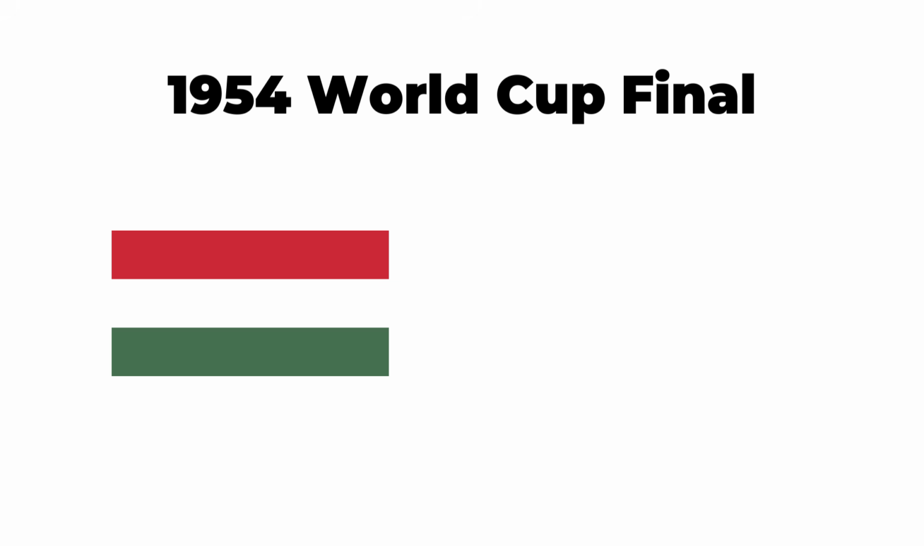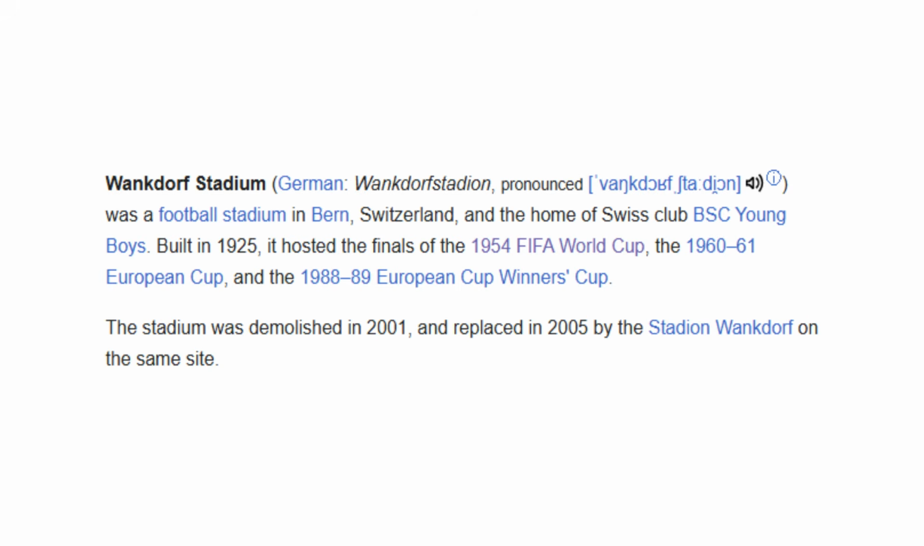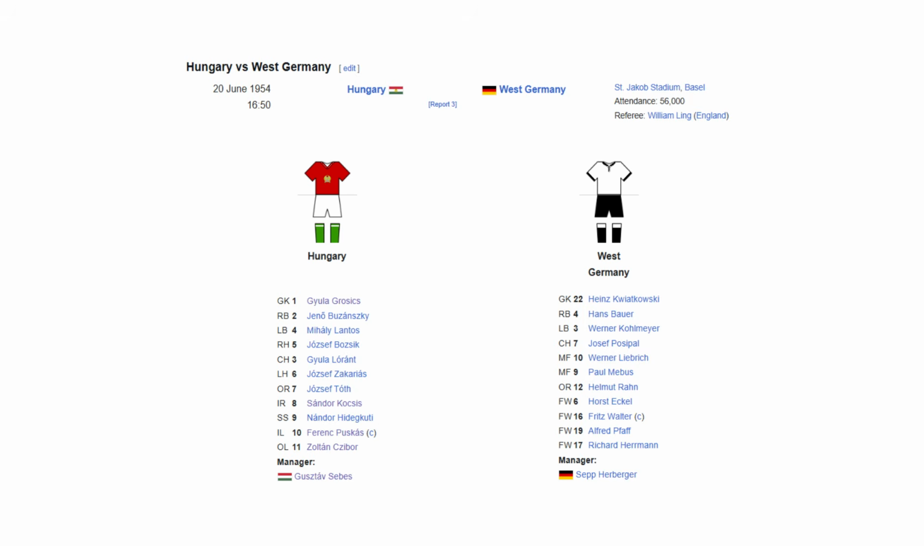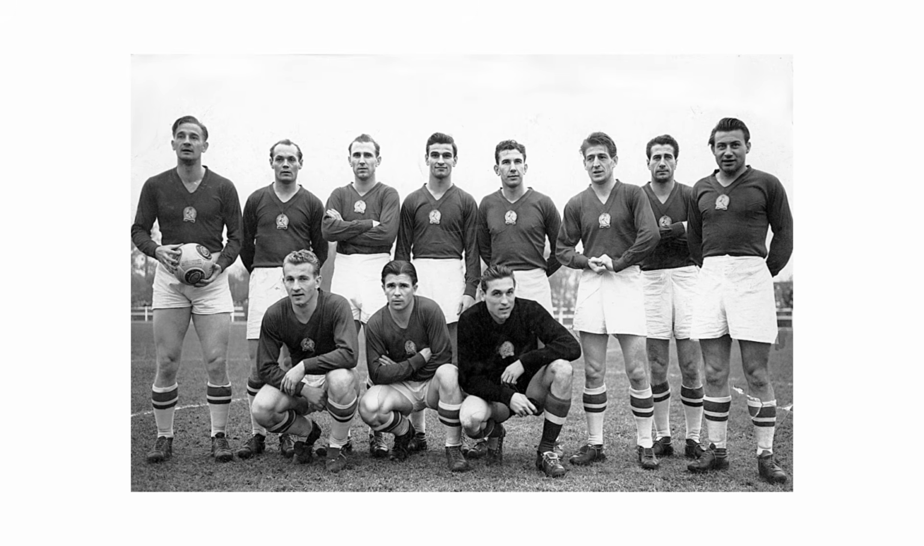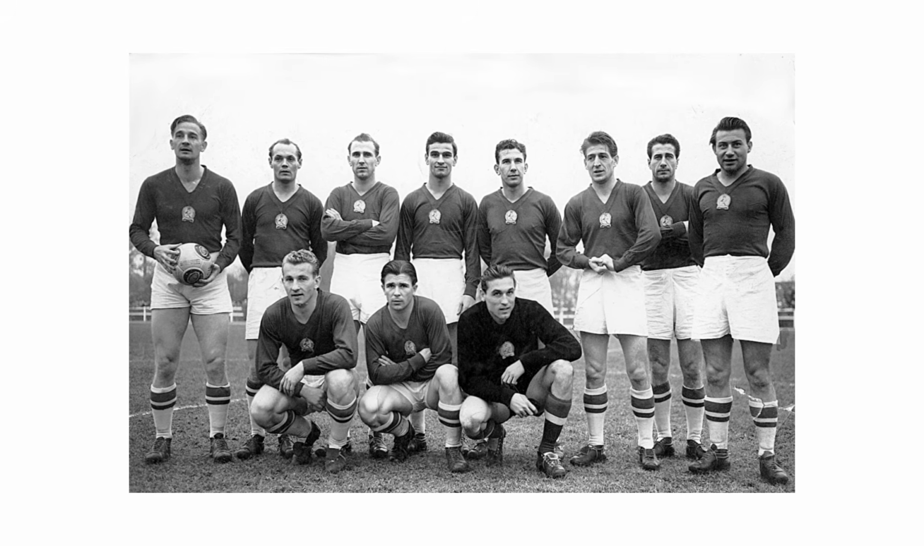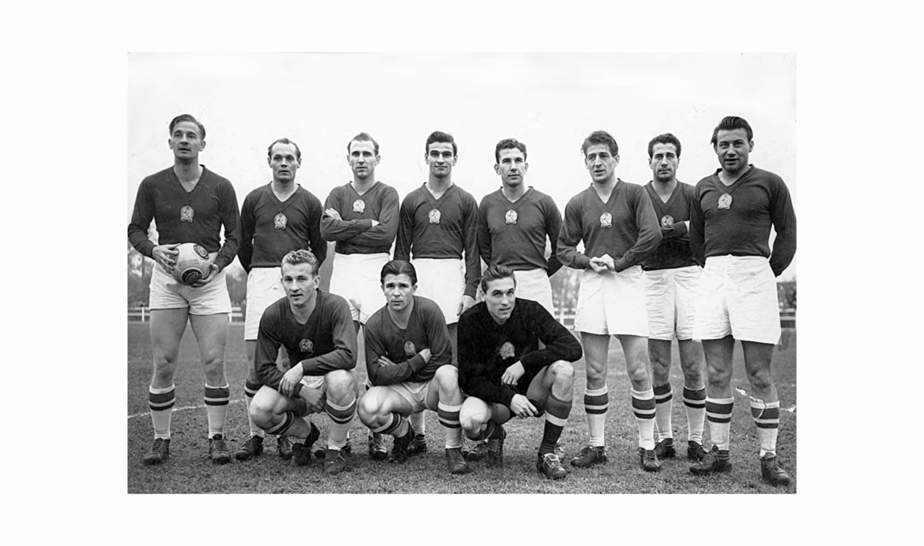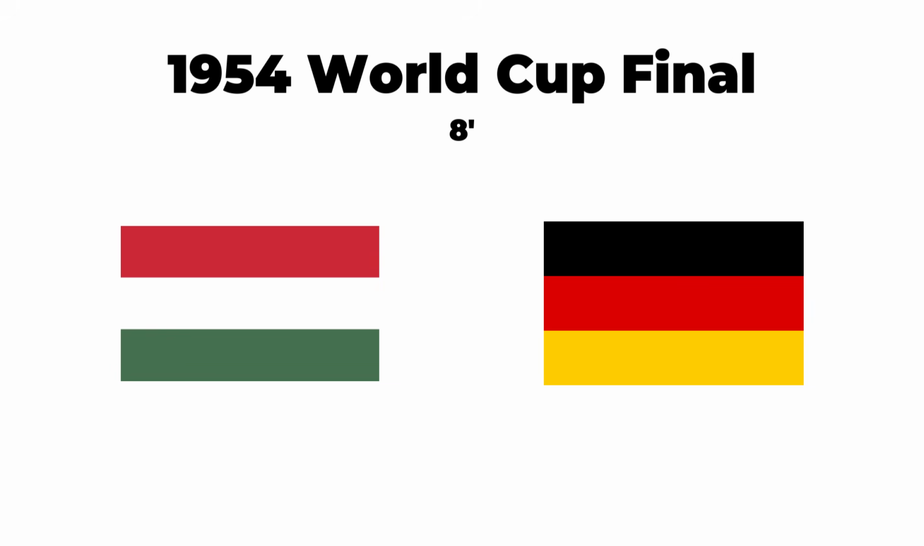On the other side of the stadium in Bern, in front of 62,500 people, was West Germany. These two teams had already met in the group stage, where the Hungarians absolutely demolished the Germans 8-3. Even though there was not nearly enough build-up to a sure victory, you could still expect Hungary to win. And you could definitely expect Hungary to win after they scored 2 goals in just 8 minutes.